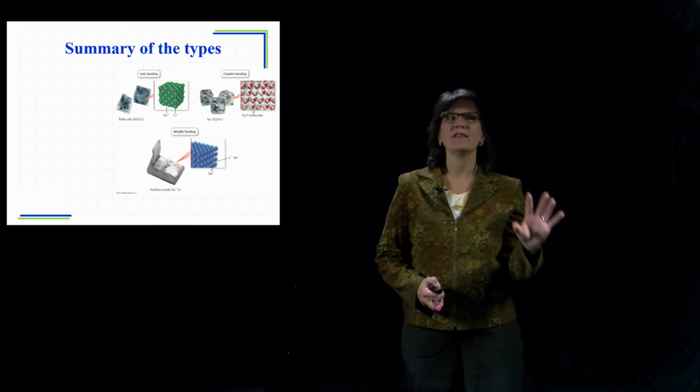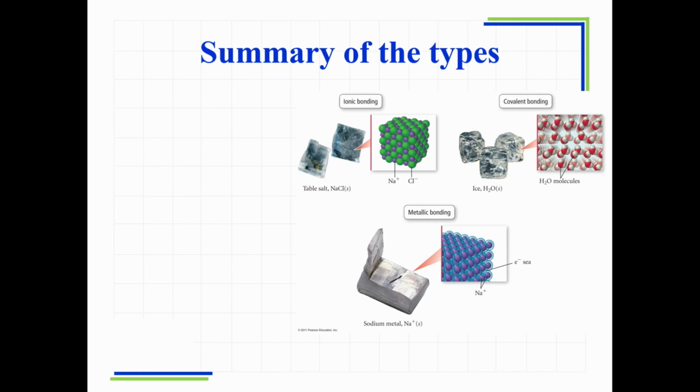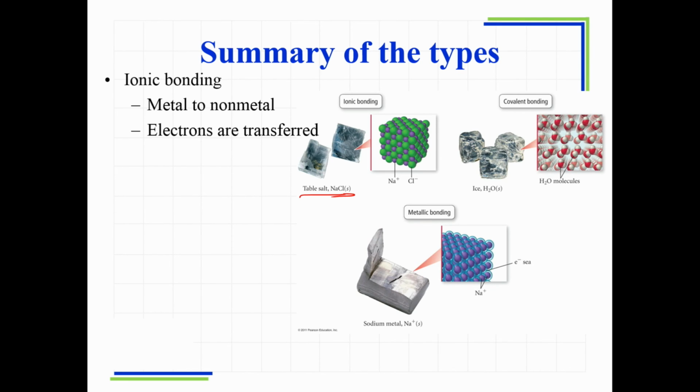So let's summarize the different types of bonding that we know about at this point. The first type of bonding that we are going to look at is going to be ionic bonding, and we'll focus on that in this lesson. We learned prior to this chapter that ionic bonding occurs between metals and nonmetals. So we have an example here of sodium chloride. So table salt would be an example of that. We have a metal and a nonmetal, and that's really all we focused on in previous chapters about it.